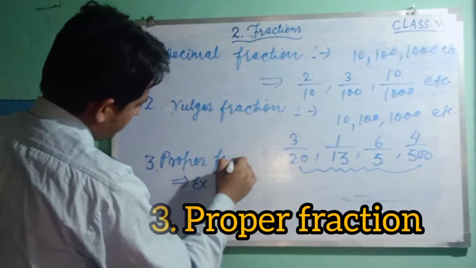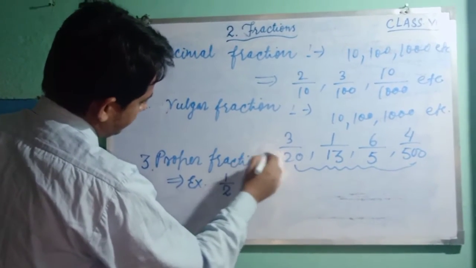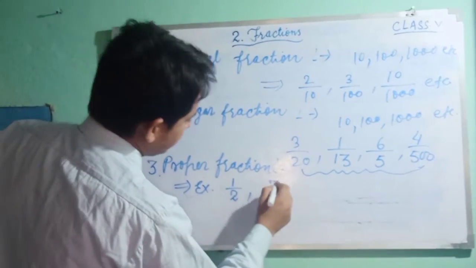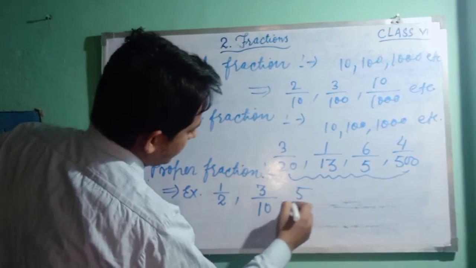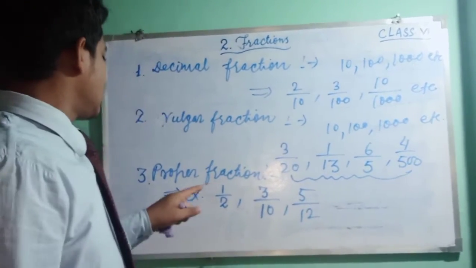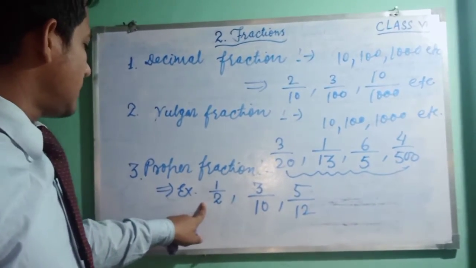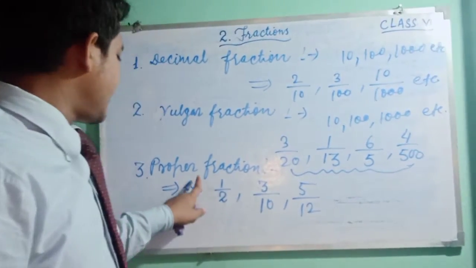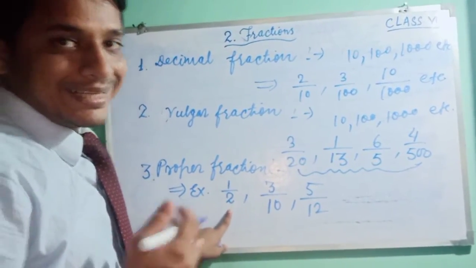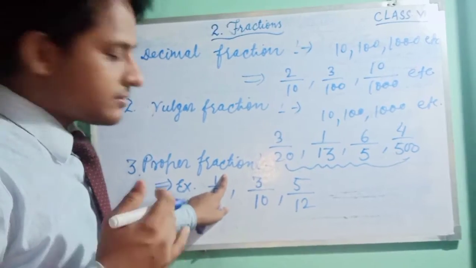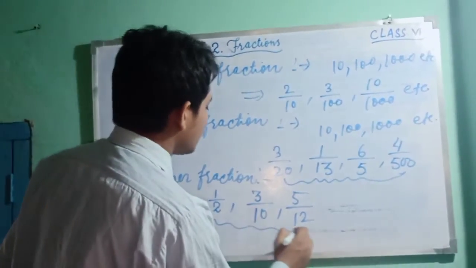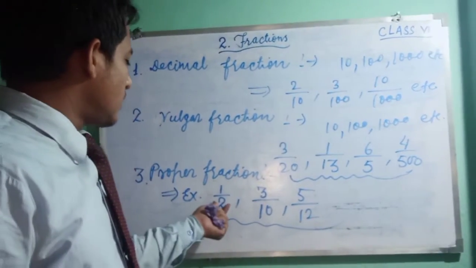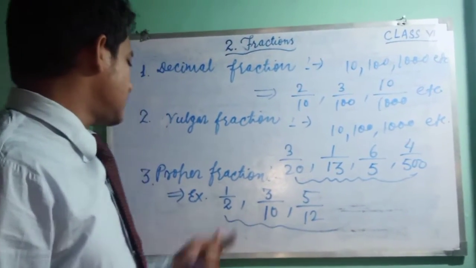Proper fraction. Okay. So next examples, 3 by 10, 5 by 12. Or we can define it another way: a fraction whose denominator is greater than its numerator is also known as a proper fraction. Okay, these are examples of proper fractions because all denominators are greater than their numerators.